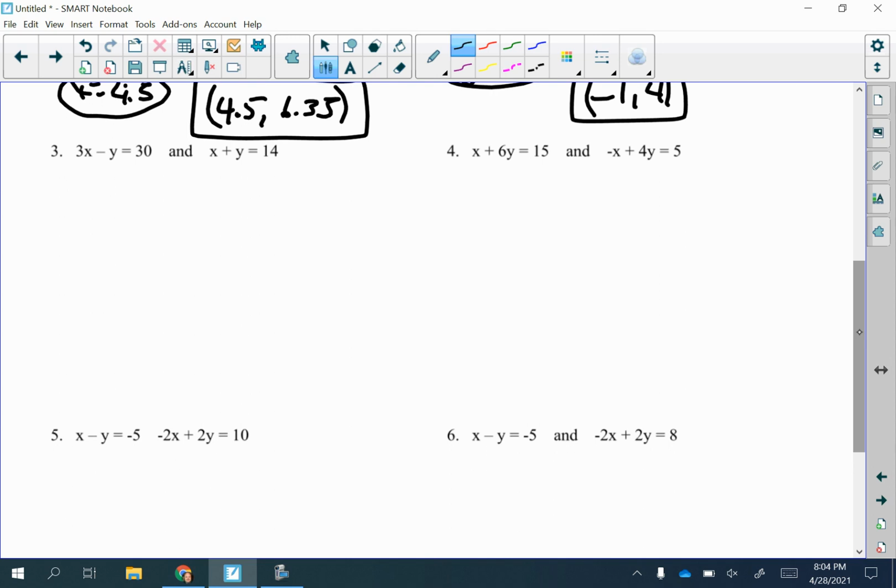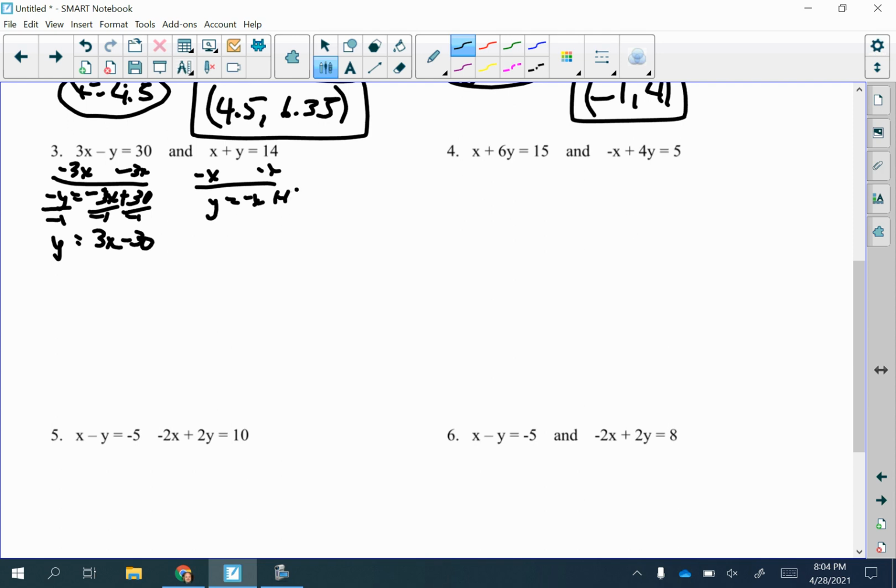Number 3, again, we have both problems in standard form. We have to put them in slope-intercept form. So subtract 3x from both sides. I get negative y equals negative 3x plus 30. Divide everything by negative 1, and y equals 3x minus 30. So that's the first equation converted to slope-intercept form. And the second one, if I subtract x from both sides, that's all I have to do because there's a 1 in front of the y. And I get y equals negative x plus 14.